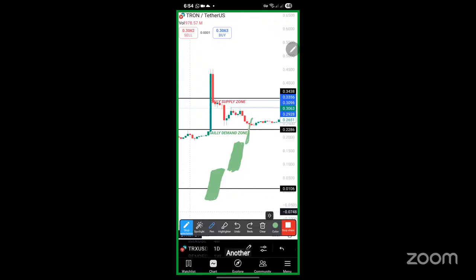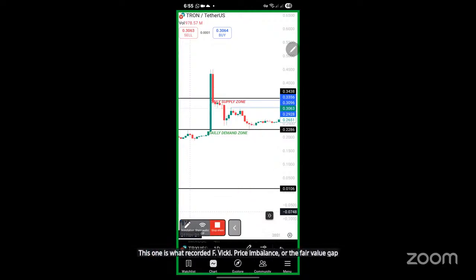Another one comes here. So this space that is left, look at 3 consecutive candlesticks. You see this candle here, you see the second candle, the third candle. The distance between this third candle and the first candle here, this one is what we call the FVG, price imbalance or the fair value gap, as we are going to see next.